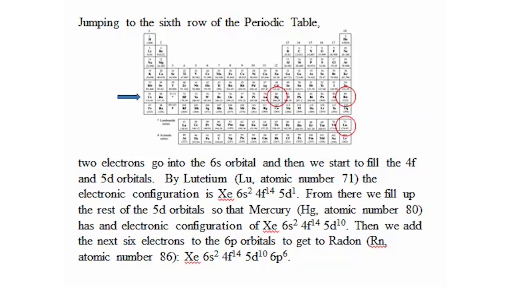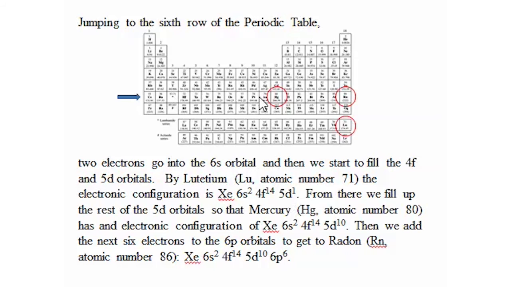Things get a little crazy when we get to the 6th row of the periodic table, because as you can see here we have a breakout, which is the lanthanide series, which actually represents the 4f-orbitals. So as we start to fill across, the first 2 electrons will go into the 6s-orbital, and then we put 1 into a 5d and jump down here. So by the time we get to lutetium, which is atomic number 71, the electronic configuration is 6s squared 4f to the 14th 5d1.